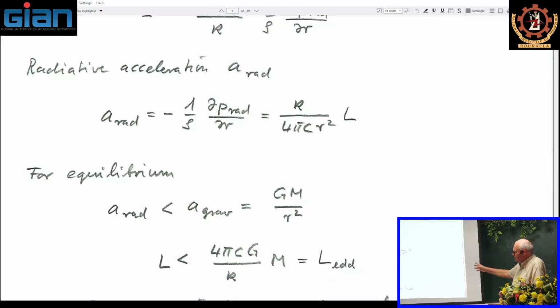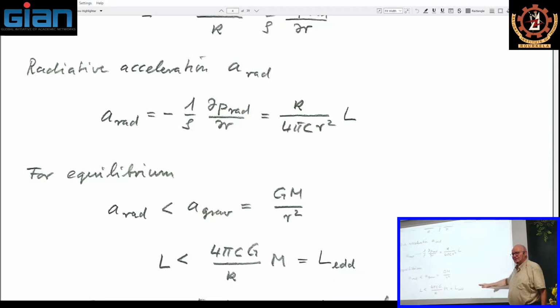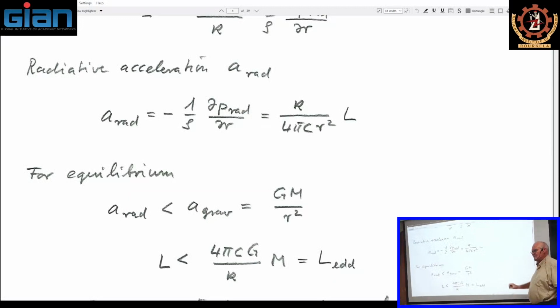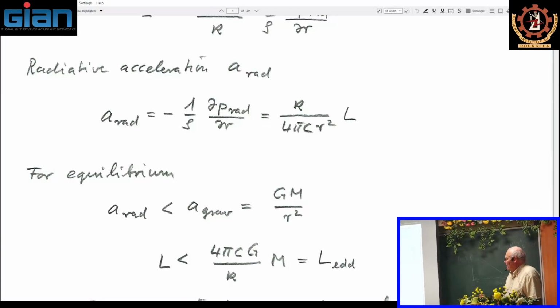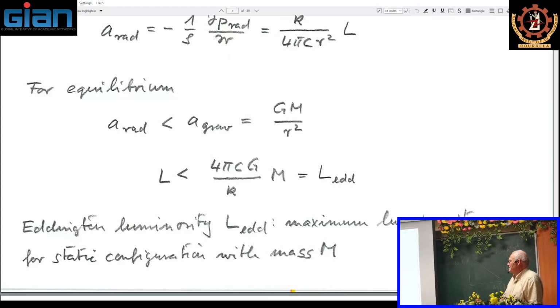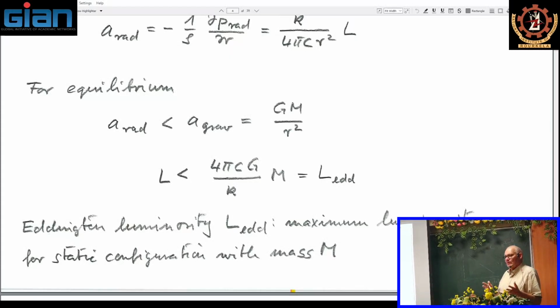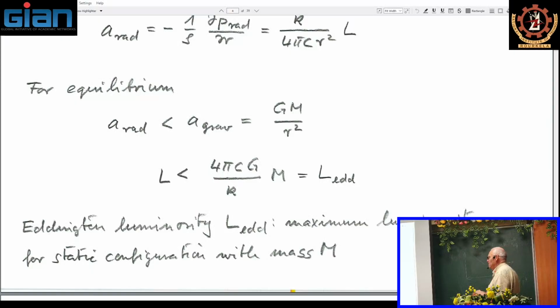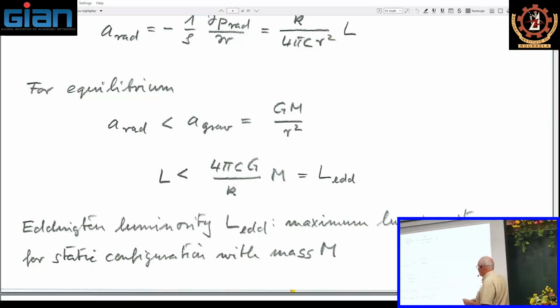So if we don't match this condition, we cannot even have a stationary configuration in equilibrium, irrespective of the stability or instability of the object. So this is not a stability criterion, it's a condition for the existence of an equilibrium at all. Okay, so the Eddington luminosity is the maximum luminosity for some equilibrium or static configuration with mass M.